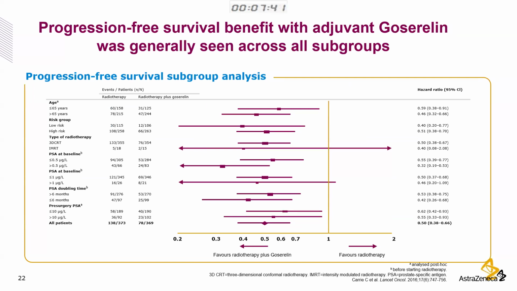So you can see that in all the subgroups, it is favoring the addition of gosling. So across all the different variable factors, it is favoring the addition of gosling as adjuvant.